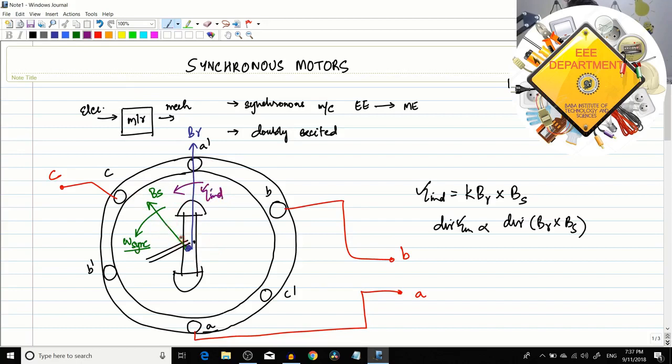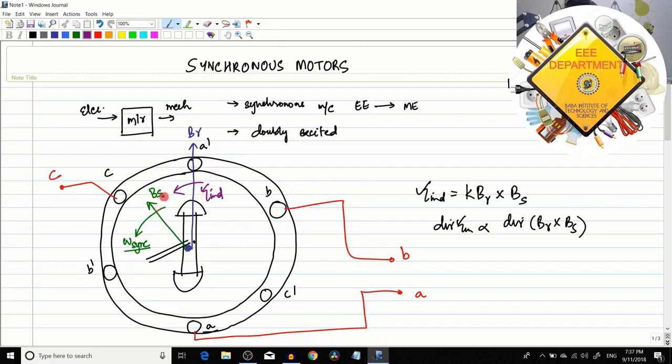But this BS is not stationary, right? The basic property is that when you have two magnetic fields, they try to align with each other. But BS is not stationary here. BS is rotating with the speed of omega c. Now, for that, BR also will try to catch up with BS. However, it will not be able to catch up with BS, but it will try, and it also will rotate with the speed of omega c.